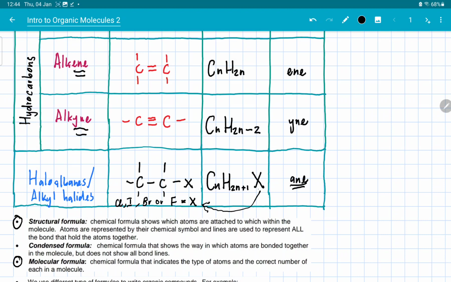If you remember, we would say hydrogen sulfate or sulfuric acid is H2SO4. So this is the molecular formula for sulfuric acid, and it tells us the types of atoms present in sulfuric acid, which are hydrogen, sulfur, and oxygen. And it tells us the exact number of atoms present in the molecule, which in this case is 2 hydrogen atoms, 1 sulfur atom, and 4 oxygen atoms.